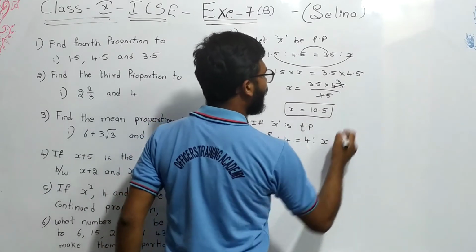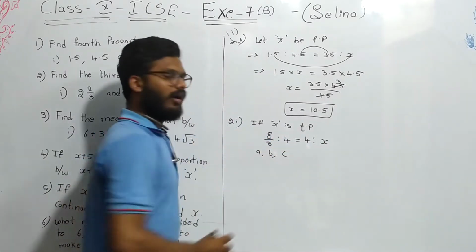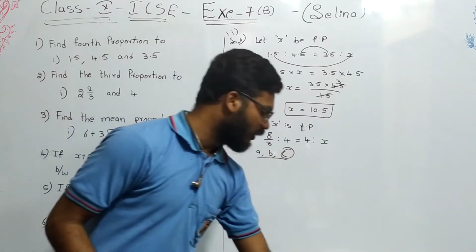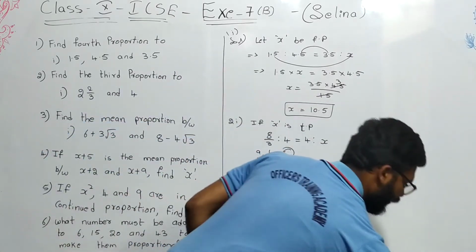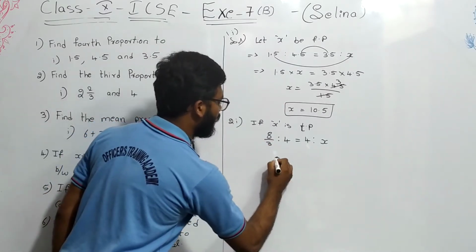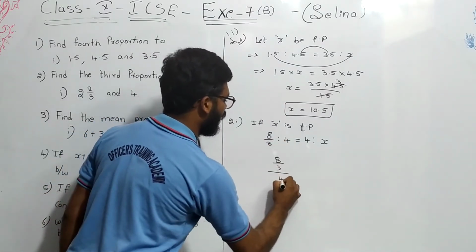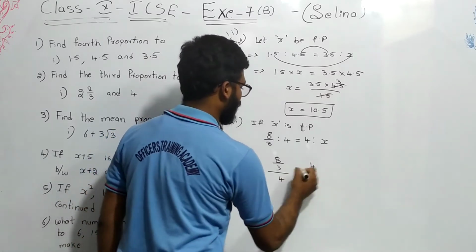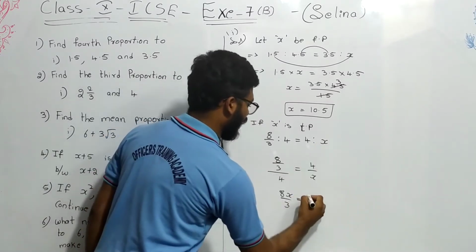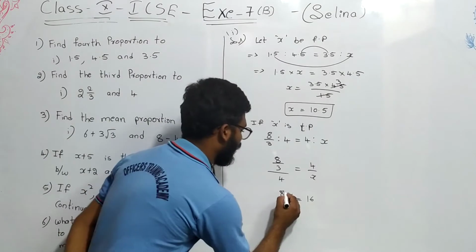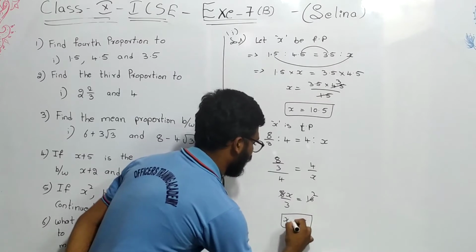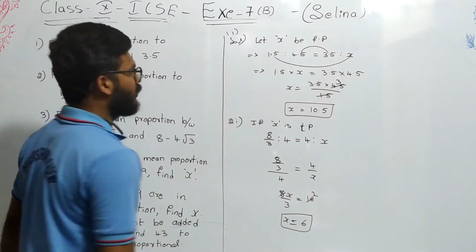See here, if A, B, C, sorry, C is the third proportional to A and B, then we can tell A is to B is equal to B is to C, right? So this is the condition for C being the third proportional to A and B. So you can write 8 by 3 by 4 is equal to 4 by x. So cross multiplication, 8x by 3 is equal to 4 square, which is 16. So x is equal to 3 into 16 by 8, that is 6. So x is equal to 6 is the solution.